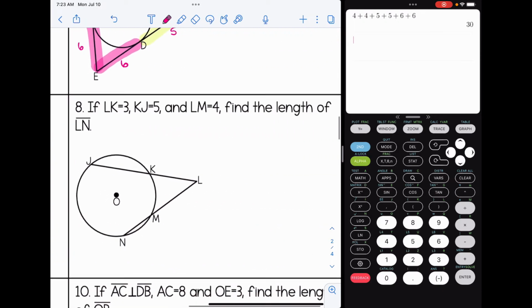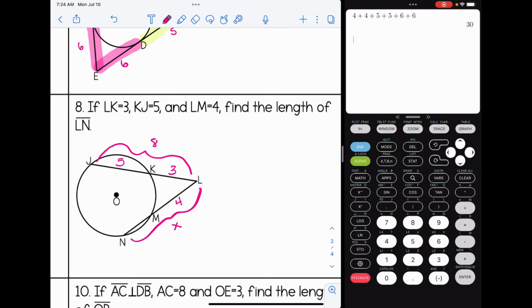Okay, number 8. I look at the picture and I see that I have two secants here. Notice LN is going through the circle, not just touching the edge. So at first glance, it might look like a tangent, but it is a secant as well. All right, LK is 3, KJ 5, LM is 4, and we're going to look for the length of LN. So I will put X there with my bracket. I'm going to quickly add in that the whole segment up here is 8.